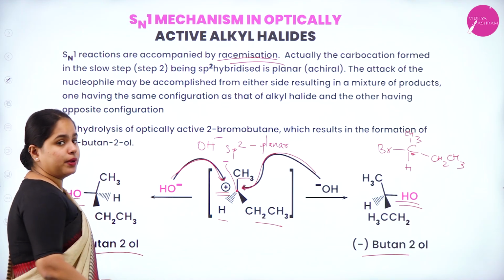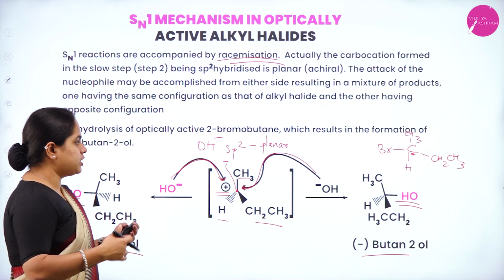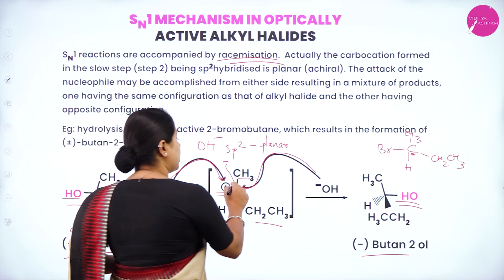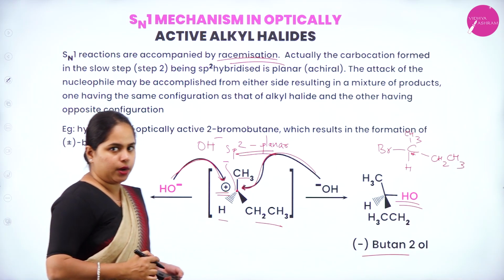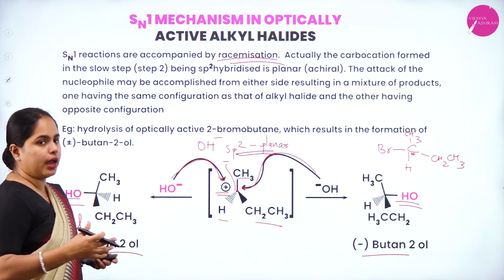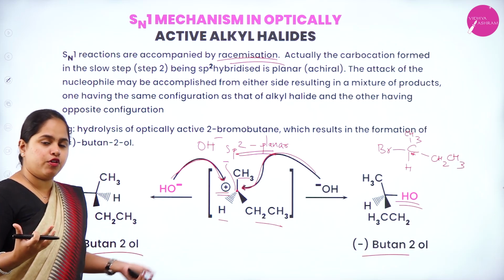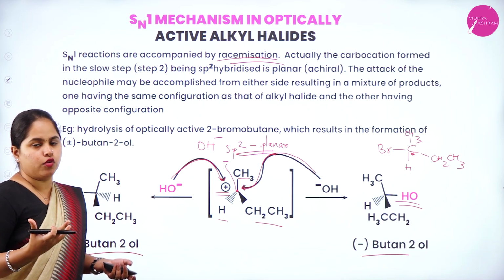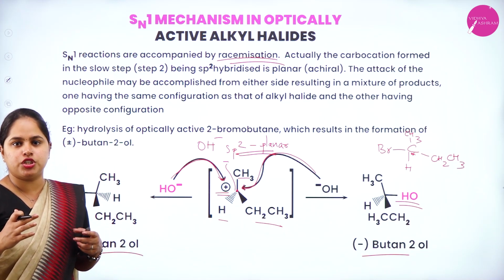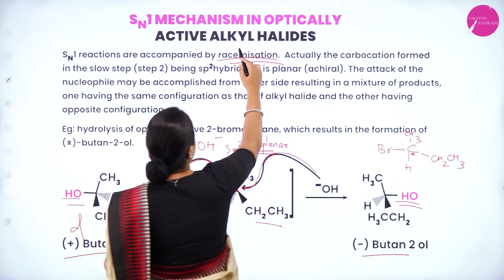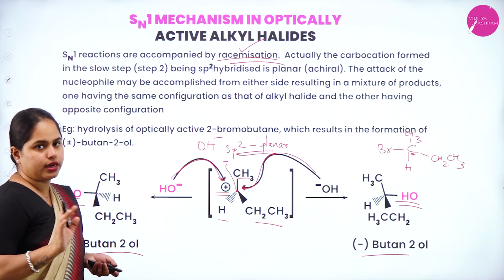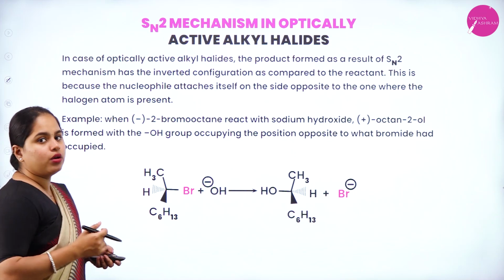So here, the attack of the nucleophile can take place from either the right side or the left side, because the carbon is sp2 hybridized and planar. Hence the D form will be formed and the L form will also be formed, dextro as well as levo. They will be present in equal amounts, hence a racemic mixture will be formed. That is why we have written that it is undergoing racemization. So SN1 reaction undergoes racemization. Clear? Now moving on to SN2.